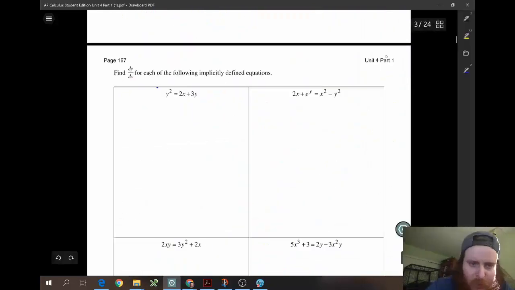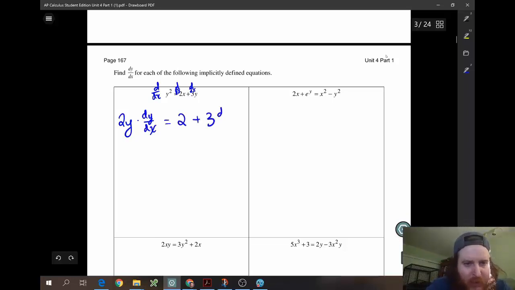Our first step is always to write dy/dx in here, or d/dx, the derivative with respect to x for each term. So that's going to be 2y, but anytime we have a y, times dy/dx. That's the biggest thing students forget. The derivative of 2x is 2, and the derivative of 3y is 3, but then times dy/dx. Why times dy/dx? Because we need to multiply by that anytime we're doing it with y.